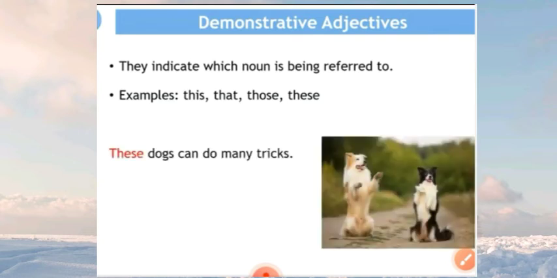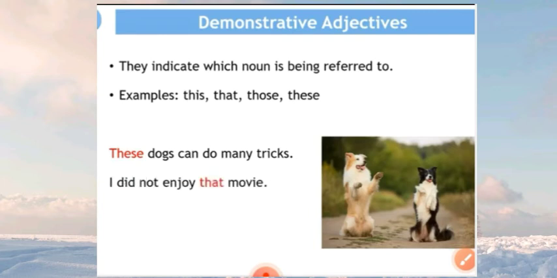So for example, if I say, these dogs can do many tricks. Now here, dogs is a noun and these, which is coming before the word dogs, is my demonstrative adjective because it is telling me exactly which noun I'm speaking about. Which dogs am I speaking about? I'm speaking about these dogs.